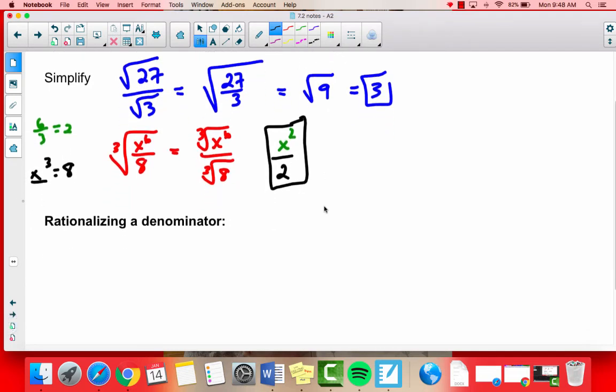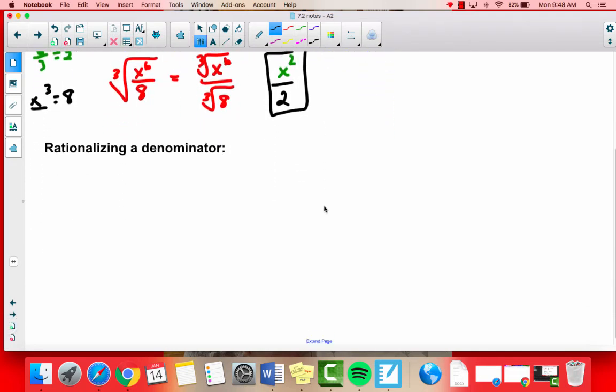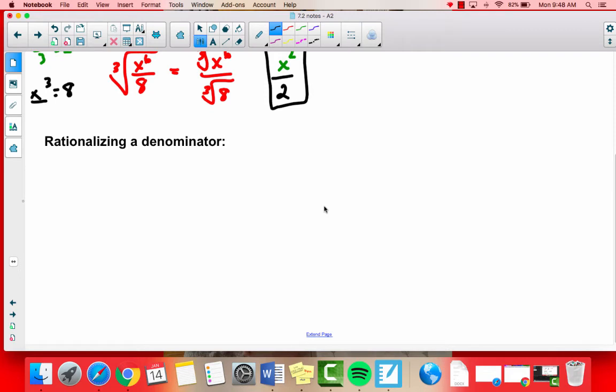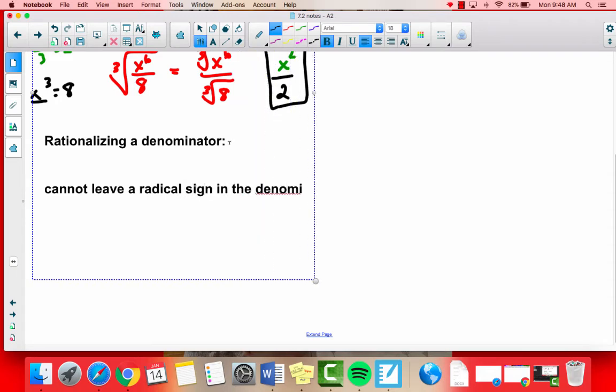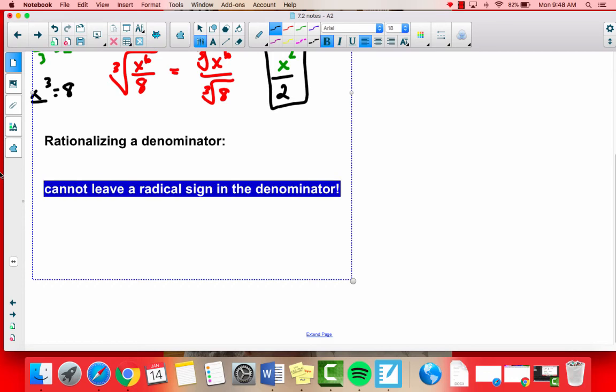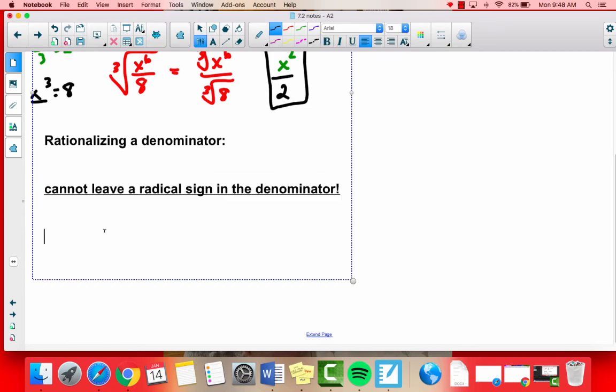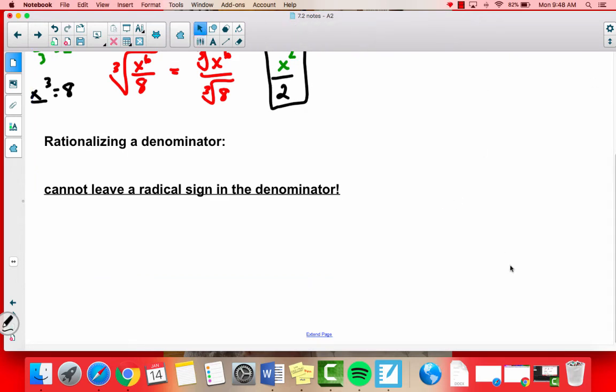However, sometimes you're going to have to do what's called rationalizing a denominator. And this is when you can't reduce the denominator completely, and you cannot leave a radical in the denominator. So let me add that here. So you cannot leave a radical sign in the denominator. That's important. When you are trying to rationalize a denominator, the key is making sure that your radical signs will eliminate completely.